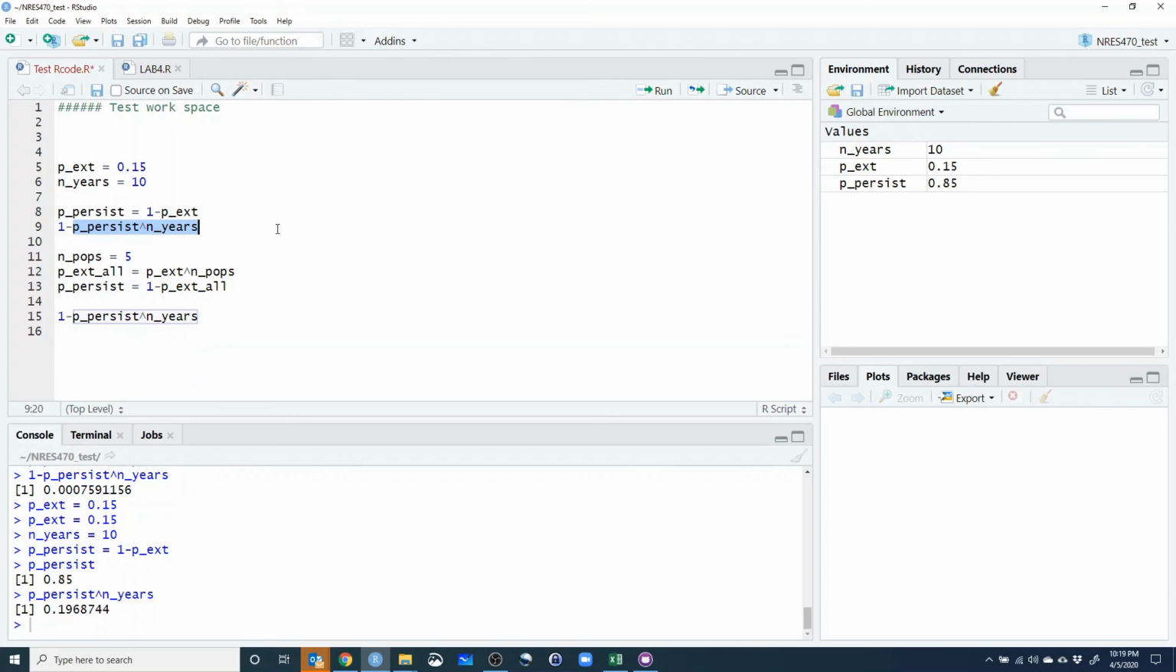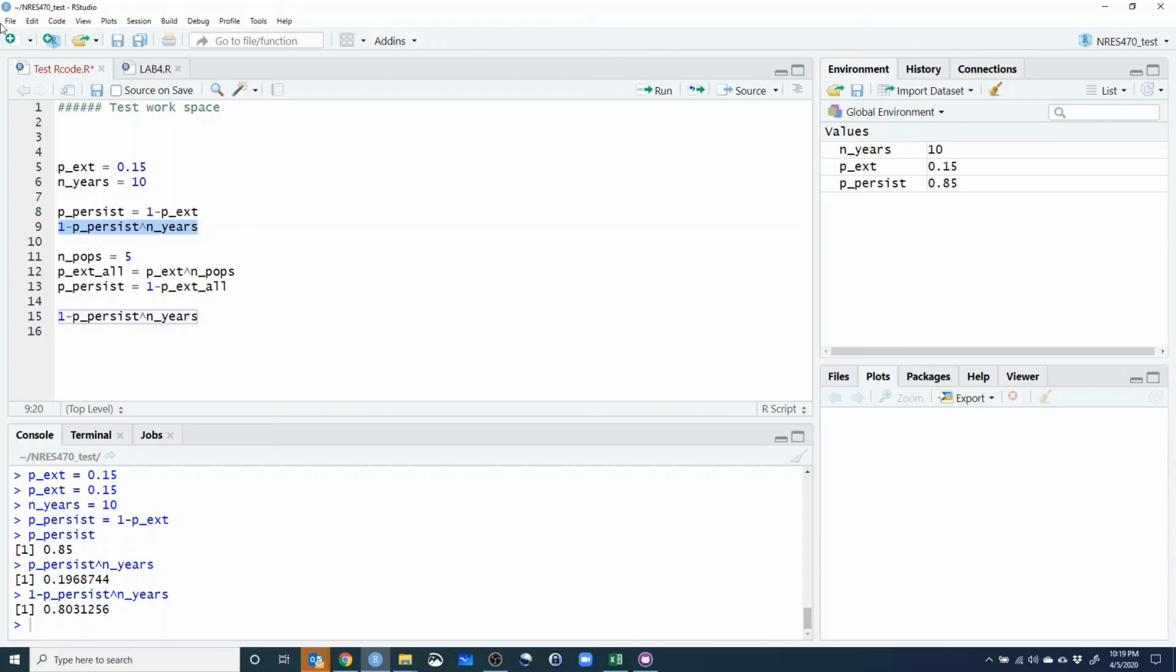So the probability of persistence for 10 years is 0.85 times 0.85 times 0.85. Just keep doing that 10 times, and that ends up being about 0.2 or 20% probability of persistence. And 1 minus that is the probability of global extinction, right? And that's 0.8, all right?